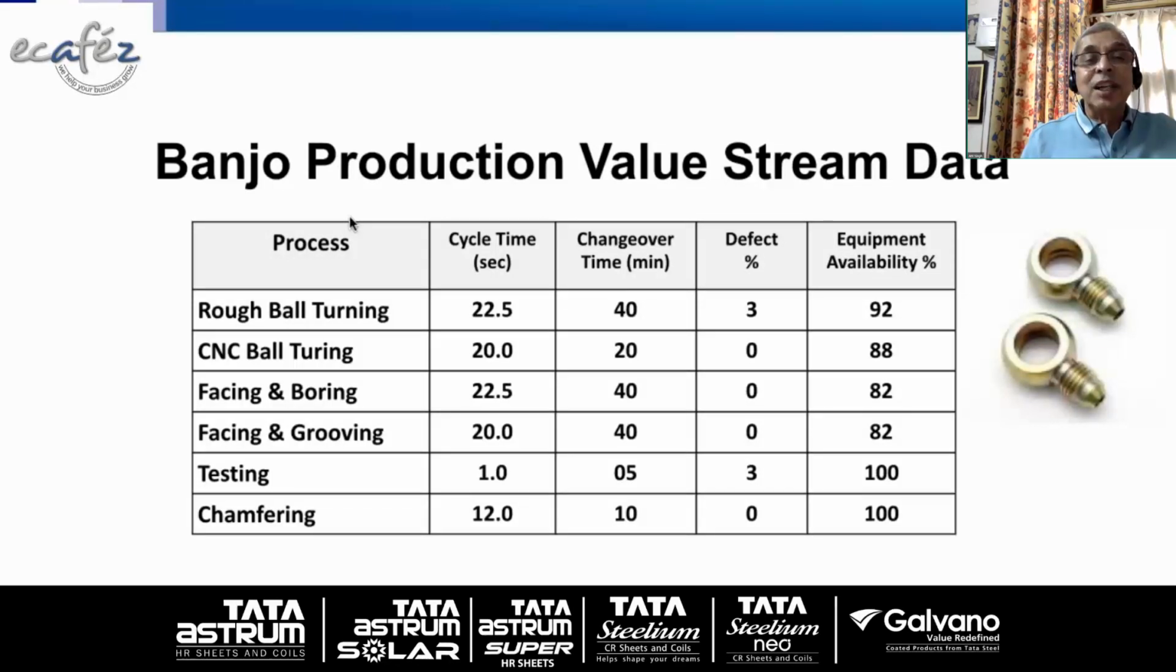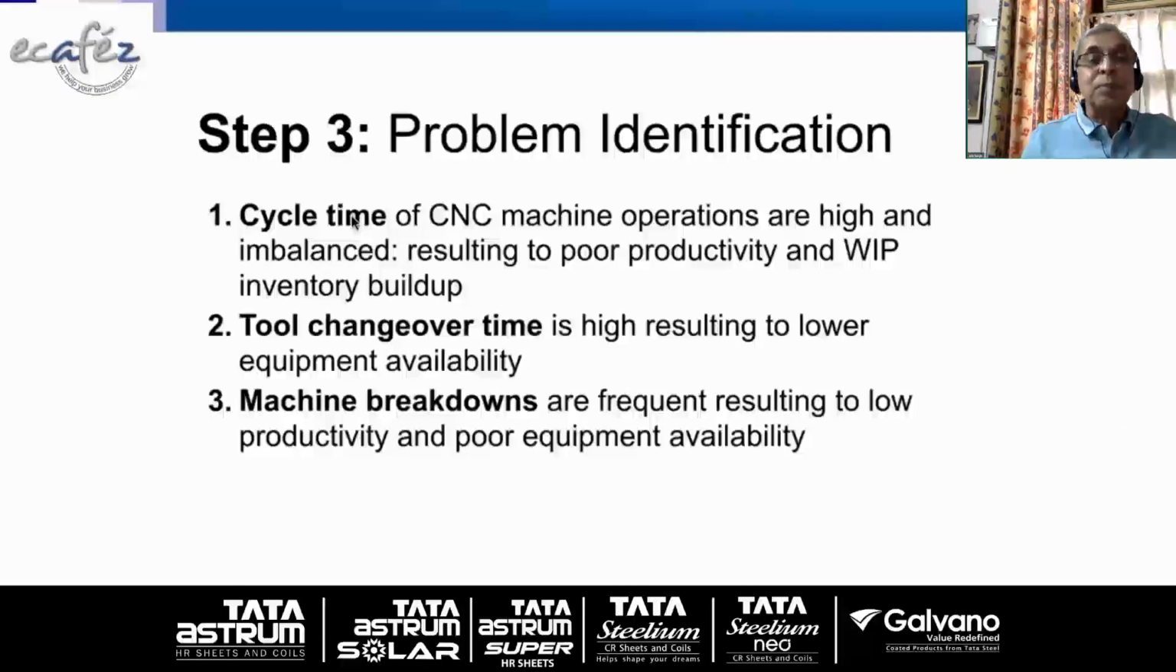The actual data for the 6 processes were taken, some by observation with a stopwatch, some from historical records. So these are the data of the value stream. Data were collected, and based on it the value stream map was created. After the analysis of the map, these 3 problems were identified in the process, which are adversely impacting productivity and cost.